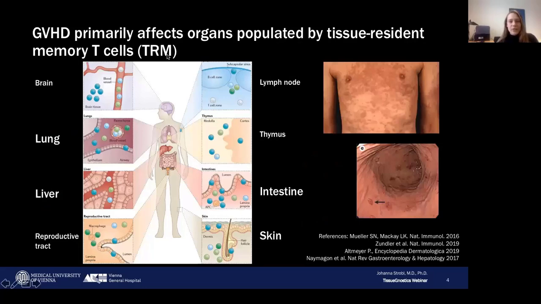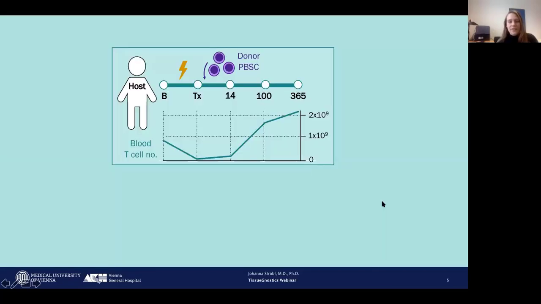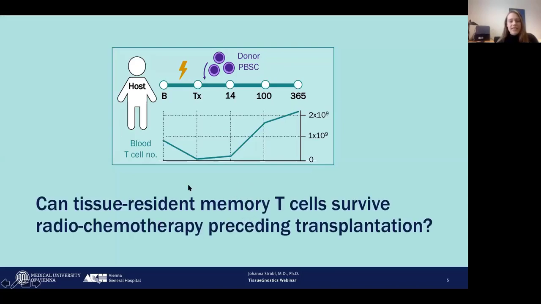Interestingly, when you look at the distribution of graft-versus-host disease in the human body, you can see that GVHD primarily affects organs that are populated by tissue-resident memory T cells, for example, the skin or the gastrointestinal tract. So we wondered whether tissue-resident memory T cells can survive the radiochemotherapy that precedes transplantation. Blood T cells are commonly eliminated by this radiochemotherapy and then replaced by donor peripheral blood stem cells. And for tissues such as the skin, this has not been investigated so far.